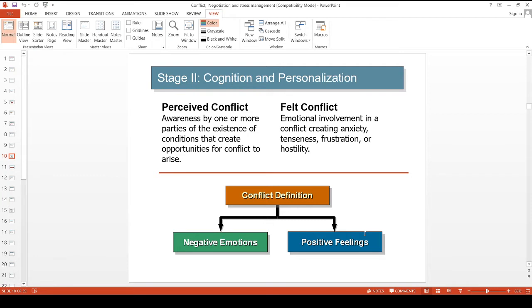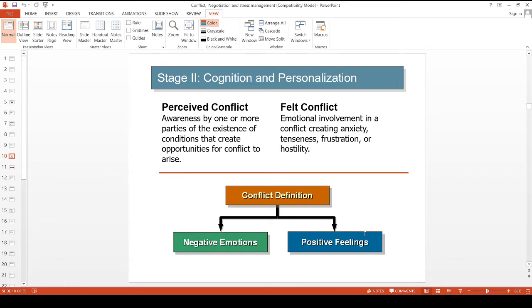The second stage of this conflict process is the cognition and personalization. Antecedent conditions lead to conflict only when the parties are affected by and aware of it. Conflict is personalized when it is felt and when the individuals become emotionally involved. So, in that sense, we can say that there are two types of conflict. One is the perceived conflict, the other one is the felt conflict.